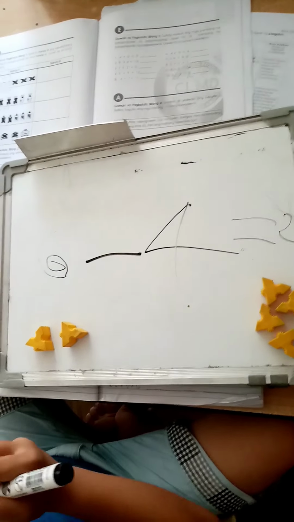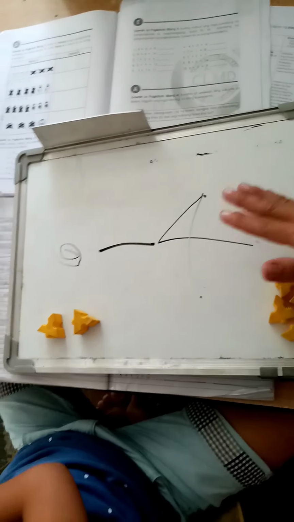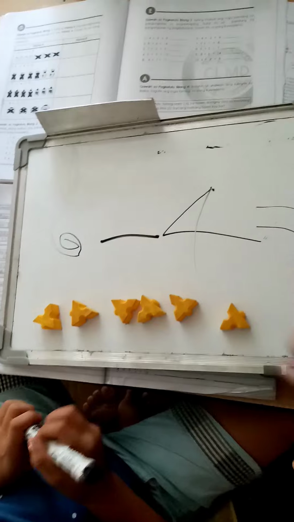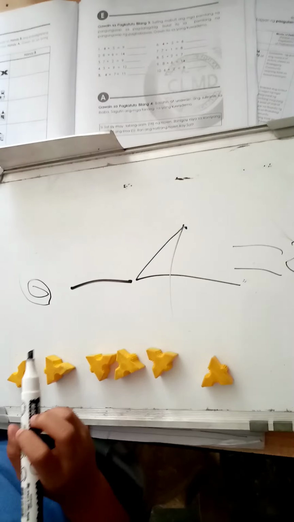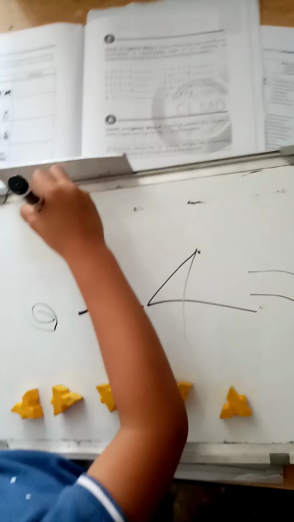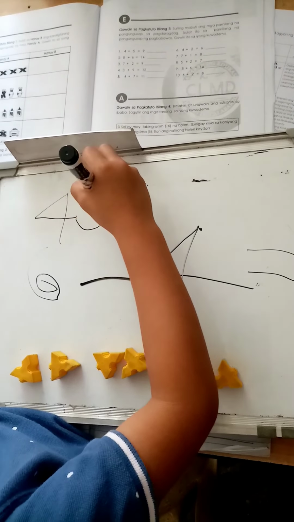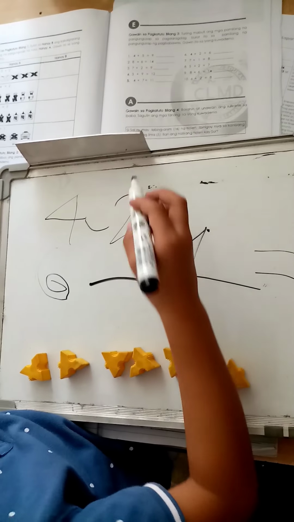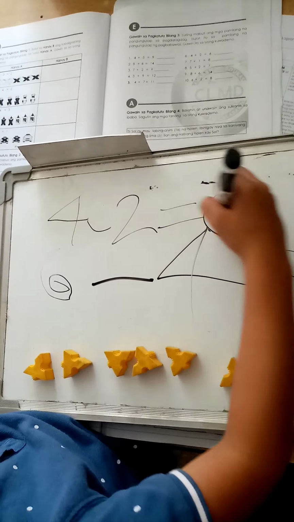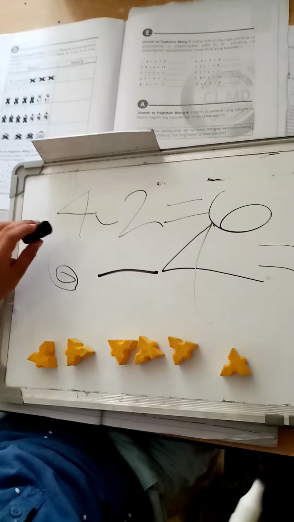2. Alright. I would like you to change this into addition sentence. So how are you going to change this into addition sentence? You have 6 minus 4 equals 2. 4. 4. Plus 2 equals 6. Very good, Kyle.